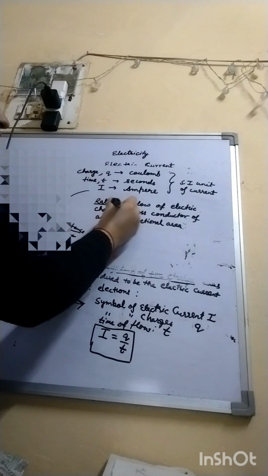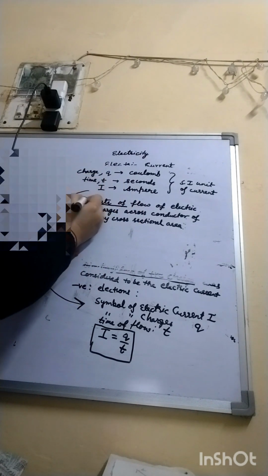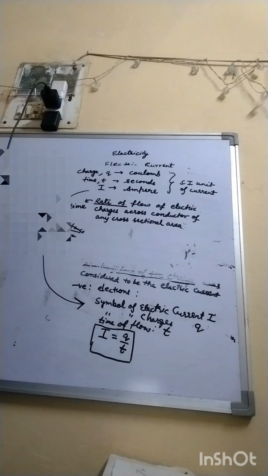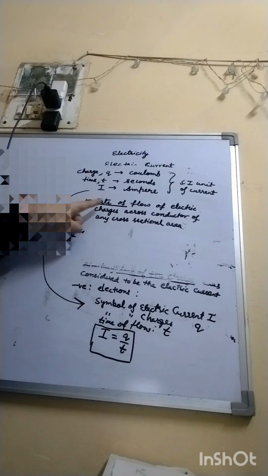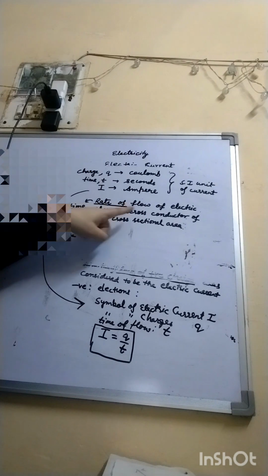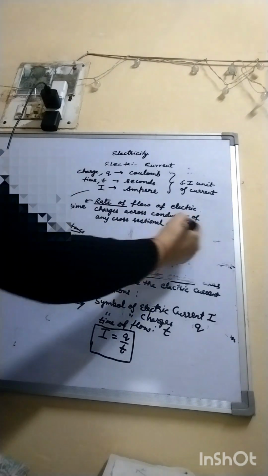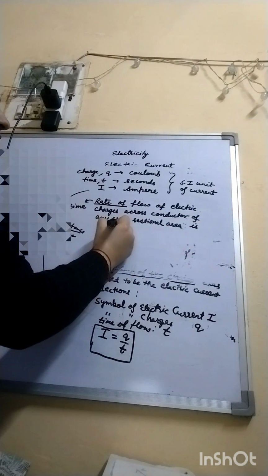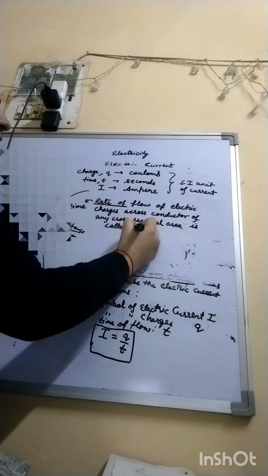So what is this rate? This rate signifies that we are comparing the amount of charge with respect to time. So rate of flow of electric charges across a conductor of any cross-sectional area is called electric current.